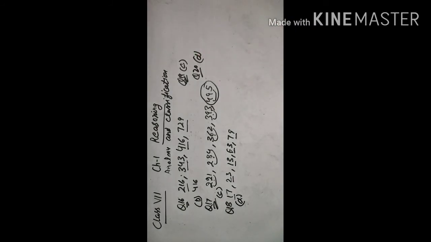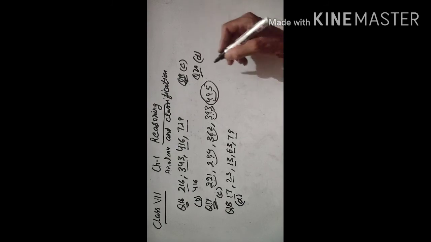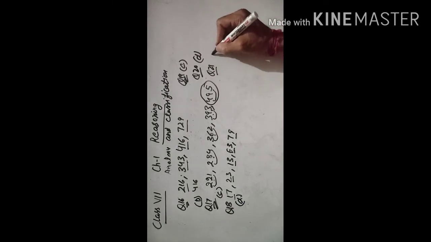Now question number 21 is meter, centimeter, liter and kilometer. Meter, centimeter and kilometer are units of distance, but liter is capacity, so liter is the odd one, so the option is A. Question 21, option is A.